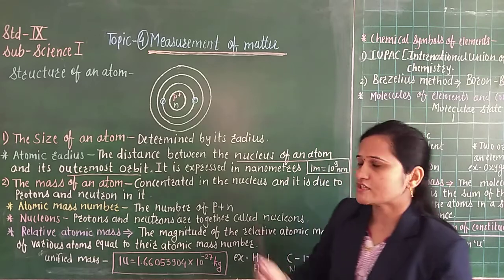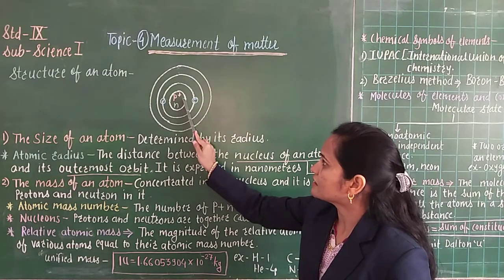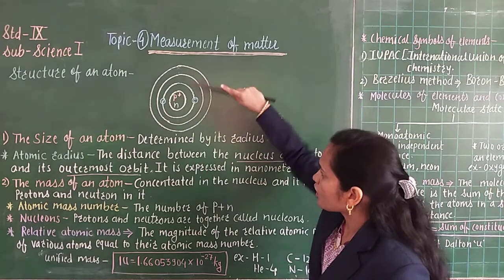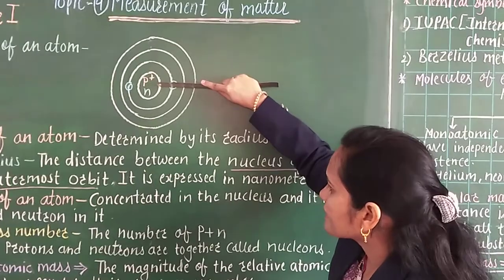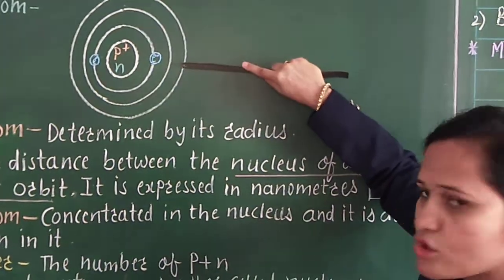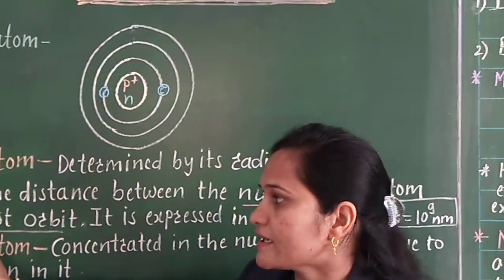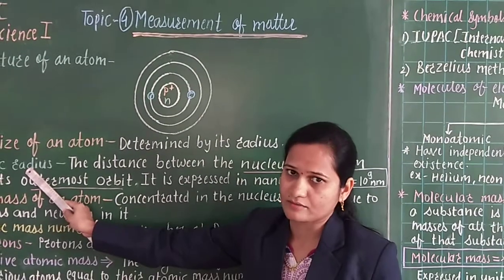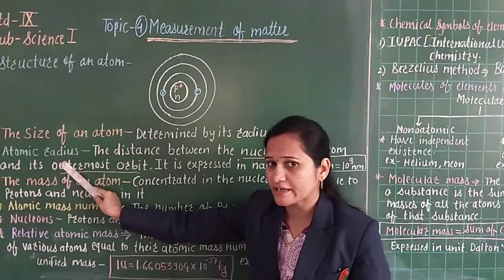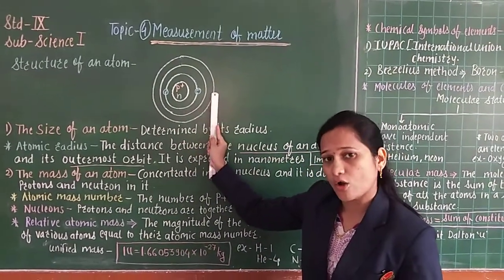For that, observe the diagram carefully. Atomic radius means the distance between the nucleus and the outermost orbit. Whatever distance there is between the nucleus and the outermost orbit is known as the atomic radius of an atom. Understood everyone? What is the meaning of atomic radius? Distance between the nucleus and the outermost orbit.